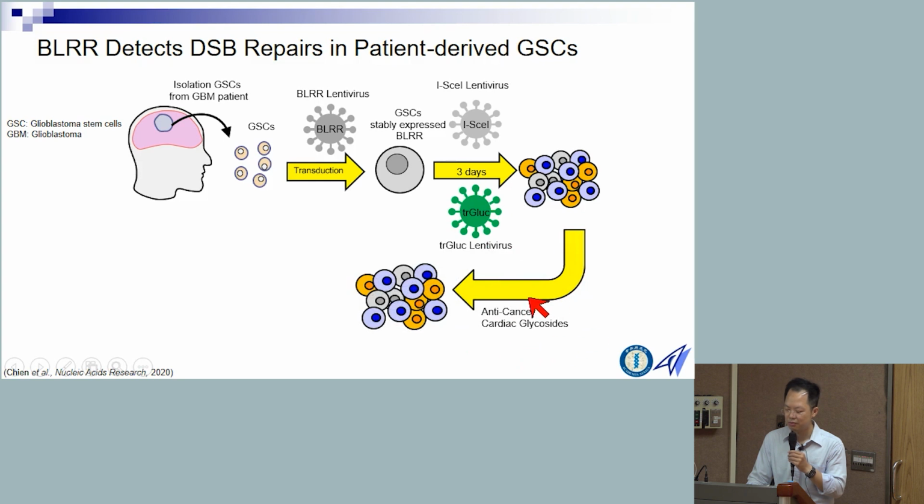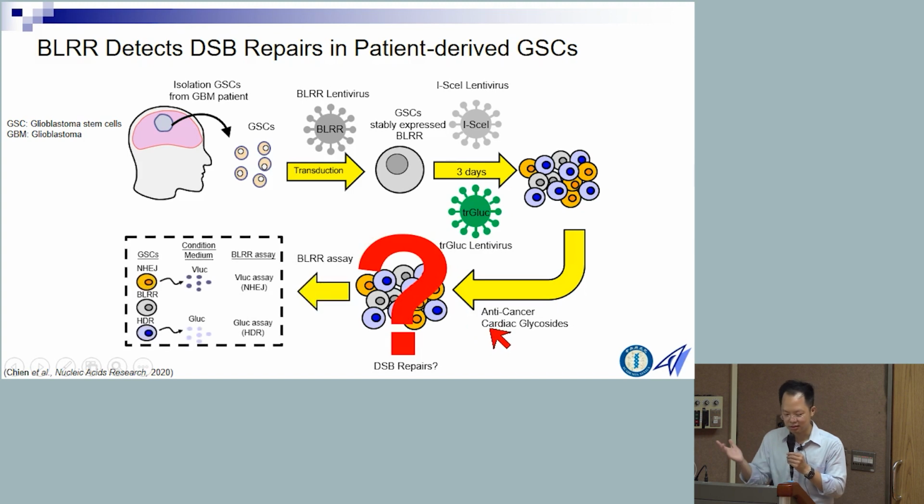This is a group of compounds newly identified by Dr. Christian Bader's lab, who have found that these glycosides can suppress cancer growth. But we were wondering, how do they suppress cancer growth? By using this system, we wondered whether it could be related to DNA double-stranded break repair. And this is what we did.